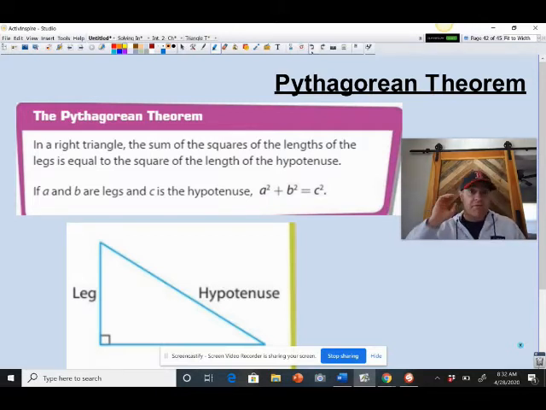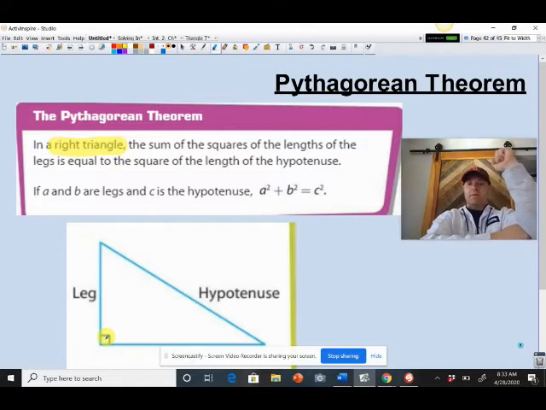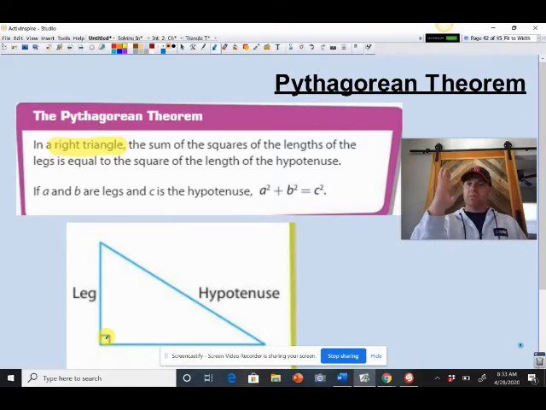A lot of builders and contractors use this all the time, because the Pythagorean theorem deals only with right triangles. A right triangle has a right angle down here, which is a 90-degree angle. That's super important, because if it's a 90-degree angle, they call that square. It's not a square, it's square, which means 90-degree angle, which means it's straight up and down.